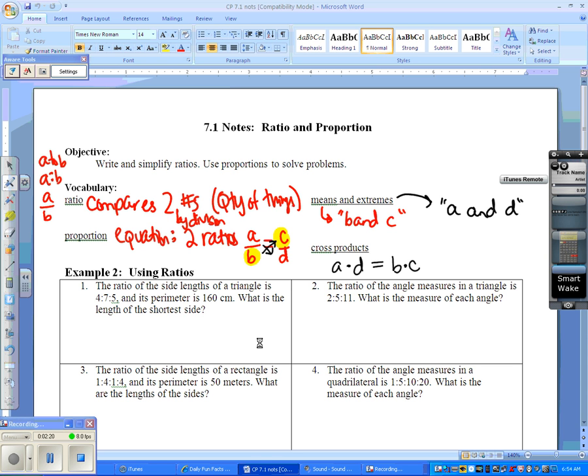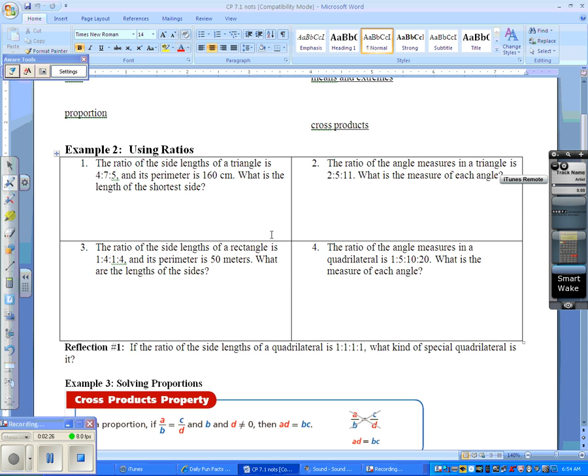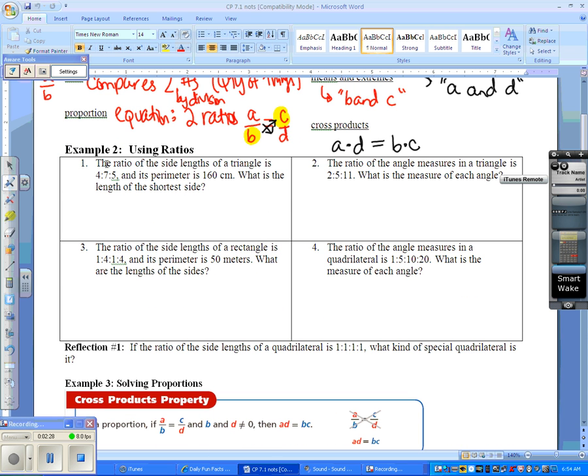We're going to use ratios today to solve stuff in geometry, and we'll get to the cross products in just a second. So example 2, how can we use ratios? The ratio of the side lengths of a triangle is 4 to 7 to 5, and its perimeter is 160 centimeters. What is the length of the shortest side? We have the ratio, we have the perimeter. Whenever you see a ratio, you're going to put x's with it. So 4 becomes 4x, 7 becomes 7x, and 5 becomes 5x.